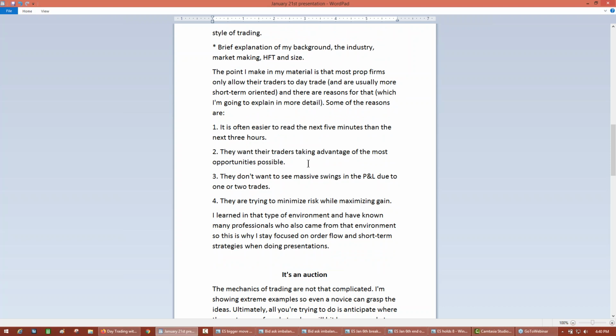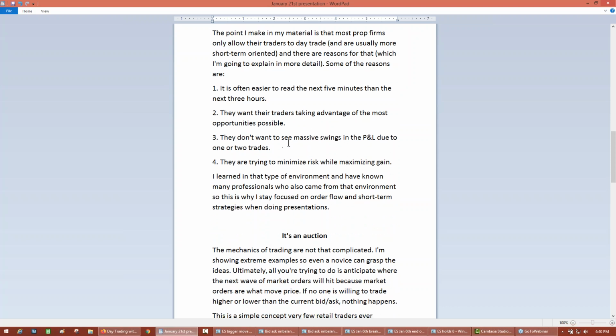And we'll get to that as well. Three, they don't want to see massive swings in the P&L due to 1 or 2 trades. That's very common. It's even common with guys who are supposedly short-term traders. They get in, they start making some money doing short-term style trading, and then they decide to take a big shot on 1 or 2 trades, and they blow out 2 months of profits in 2 days, taking 2 trades. And of course, the firms don't want to see that; they want to avoid that, and so they try to steer their traders away from longer-term plays like that.